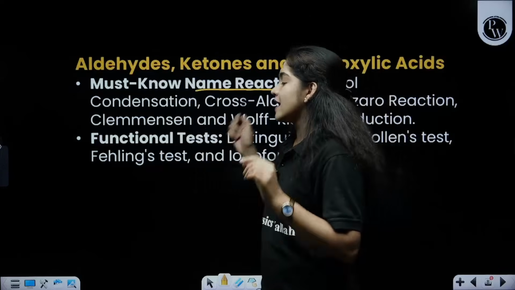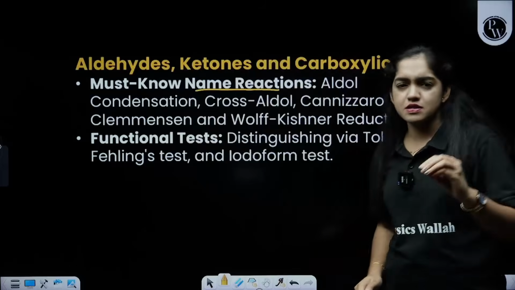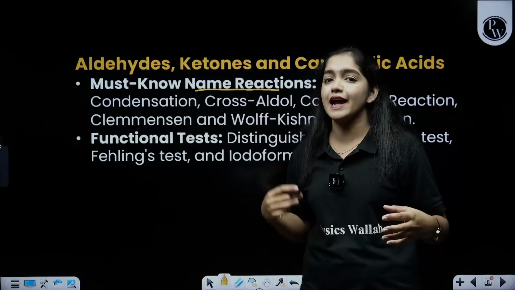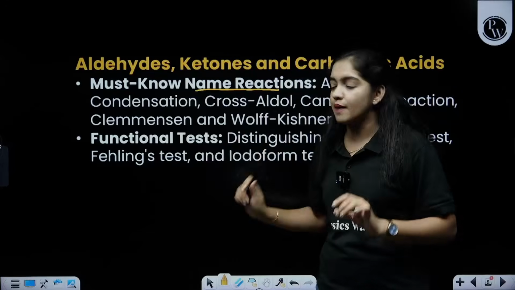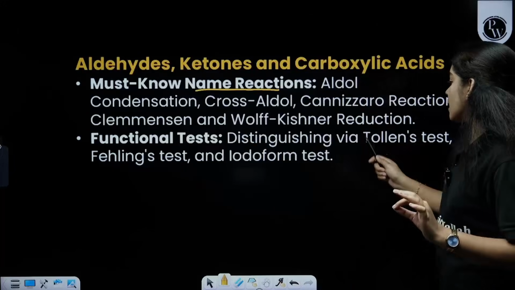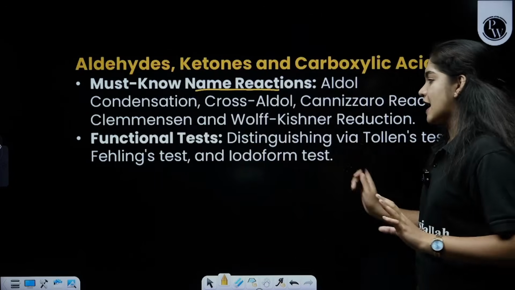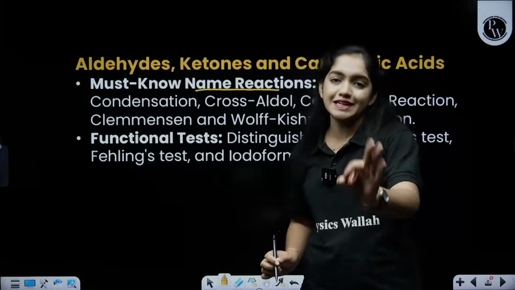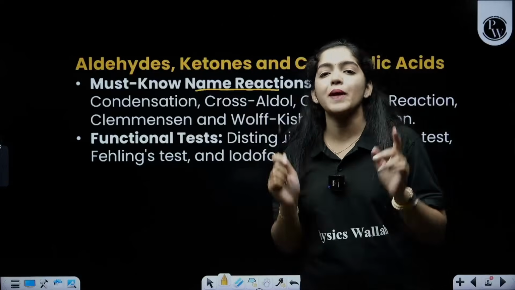Okay, and the functional tests, that we are doing in our lab, right? Functional group tests we are doing for alcohol, aldehyde, ketone, like the tests we are learning in this chapter. The functional tests like distinguishing via Tollens' reagent, Fehling's test and iodoform test. These 3 tests are very, very important, so focus on the 3 tests. That will be useful for your practicals also.